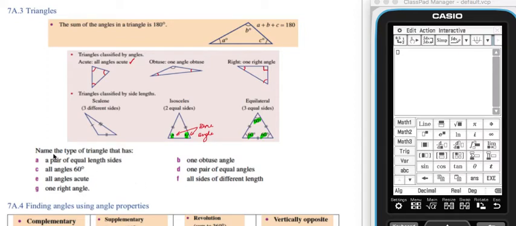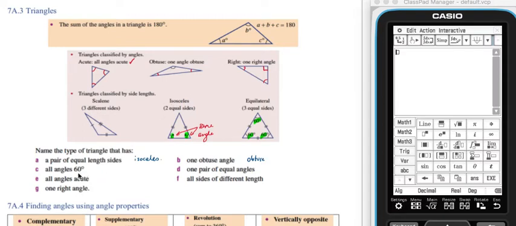Name a kind of triangle that has a pair of equal length sides. So we're talking about the length of the sides, so we're going to look at one of these three. Pair means two, so this answer here will be the isosceles triangle. Part B, one obtuse angle. This is literally just talking about the angles, and that's just called an obtuse triangle.